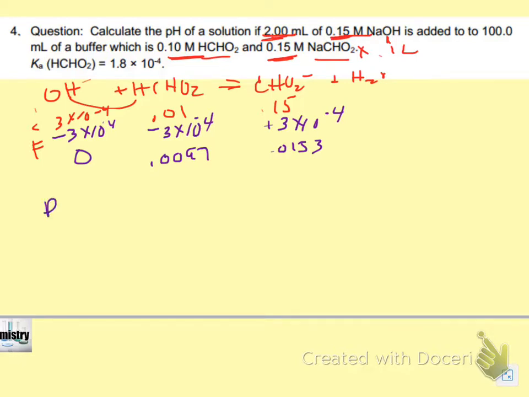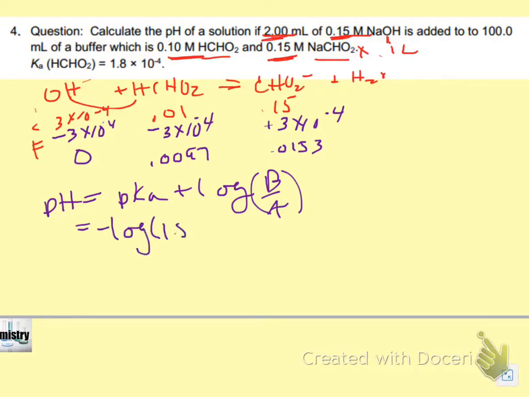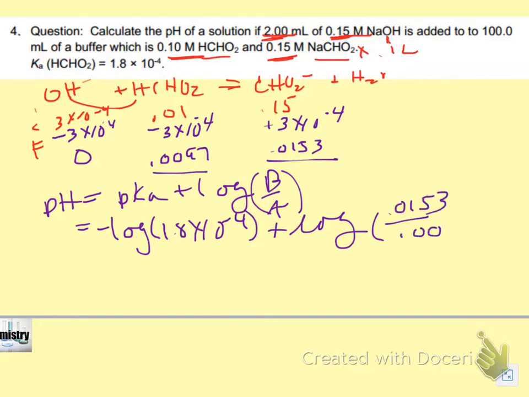Okay, so pH is going to equal pKa plus the log of the base over the acid, and my Ka is 1.8 times 10 to the minus 4, so this is the negative log of that, plus the log of my base, which is this, over my acid, 0.0153 over 0.0097, and when I do that, I am going to get a pH of 3.943. Alright, we're going to stop right there.